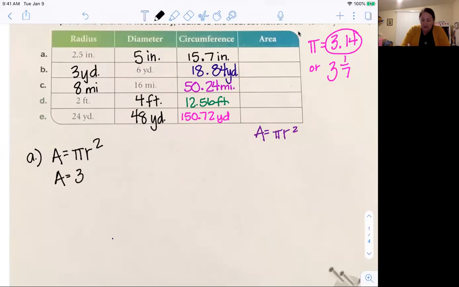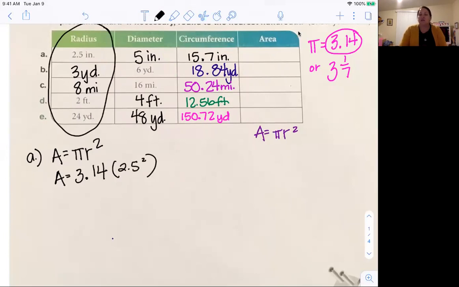Area equals 3.14 times my radius now, 2.5 squared. Now, is this 2.5 times 2 or 2.5 times 2.5? You're right, 2.5 times 2.5. So let's multiply that out. 2.5 times 2.5. 5 times 5 is 25. 5 times 2 is 10, plus 2 is 12.